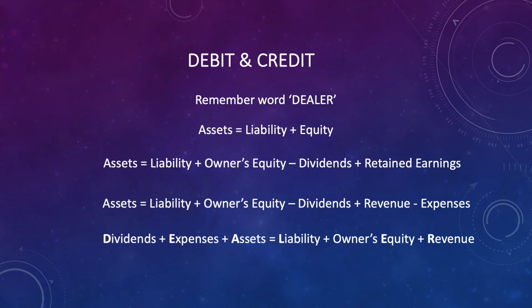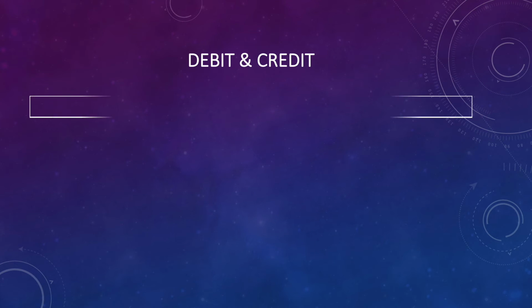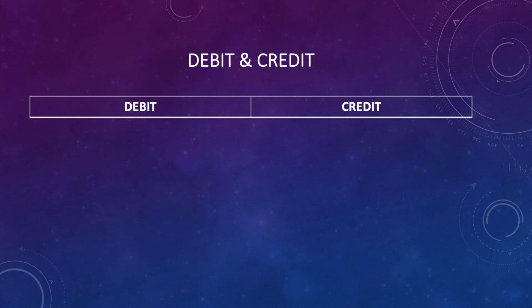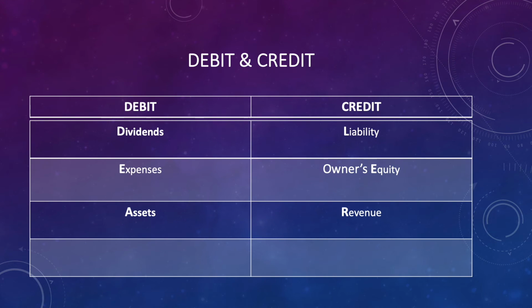In the next slide, you will see that dividends, expenses, and assets fall under debit, and liability, owner's equity, and revenue fall under the credit column of the T account. Here you will see debit on the left side of the T account and credit on the right side of the T account. Then dividends, expenses, and assets fall under the debit column, and liability, owner's equity, and revenue fall under the credit column.